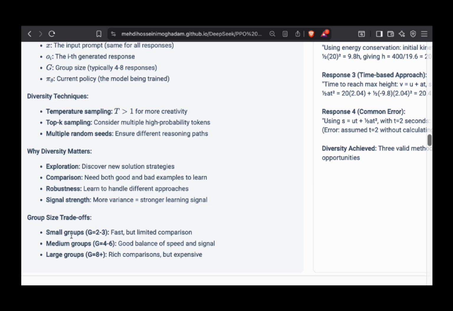Just the ones that we have in foundational statistics and probability. Group size trade-off, again, smaller groups, fast but limited comparison, as I mentioned, medium ones, good balance. Large size, it's gonna be really good and strong, but it's more expensive.